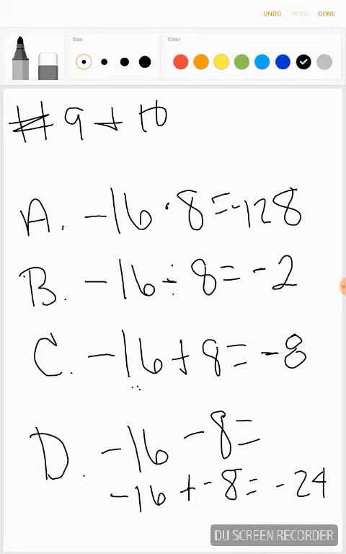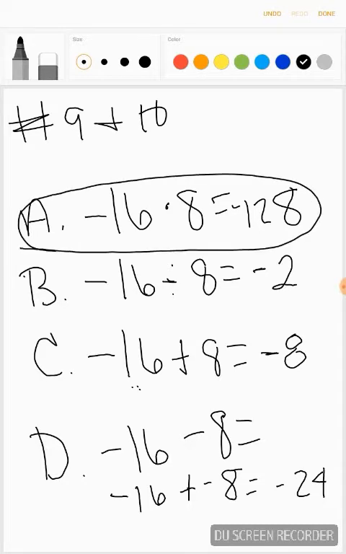So for number 9, it wants to know which answer is the smallest. So when we're dealing with negative numbers, the one that looks the largest is actually the smallest because it's the one that is furthest to the left from 0 on the number line. So our smallest would actually be A.